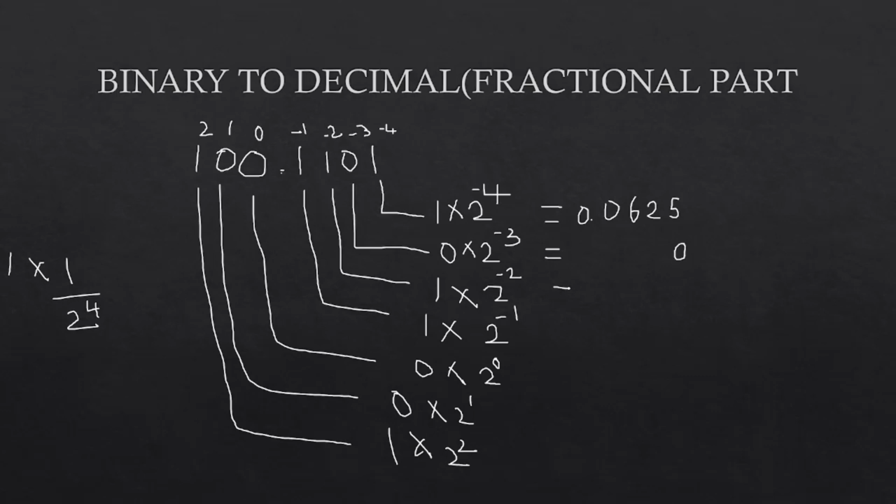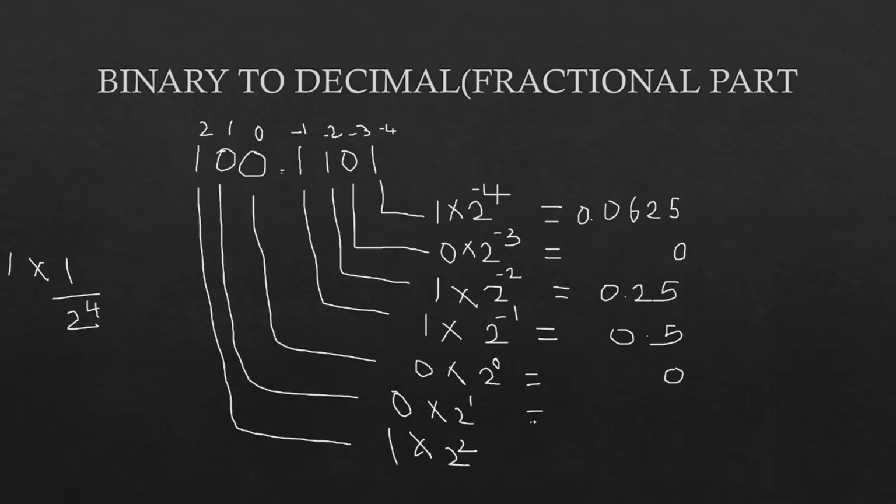Right? Again, 1 into 2 to the power of -2 is nothing but 1 into 1 by 2 to the power of 2. That is nothing but 0.25. Okay. Now next one is 1 into 2 to the power of -1, which is nothing but 0.5. Now next one is 0. So 0 into 2 to the power of 0 is, 2 to the power of 0 is 1, so 1 into 0 is nothing but 0.